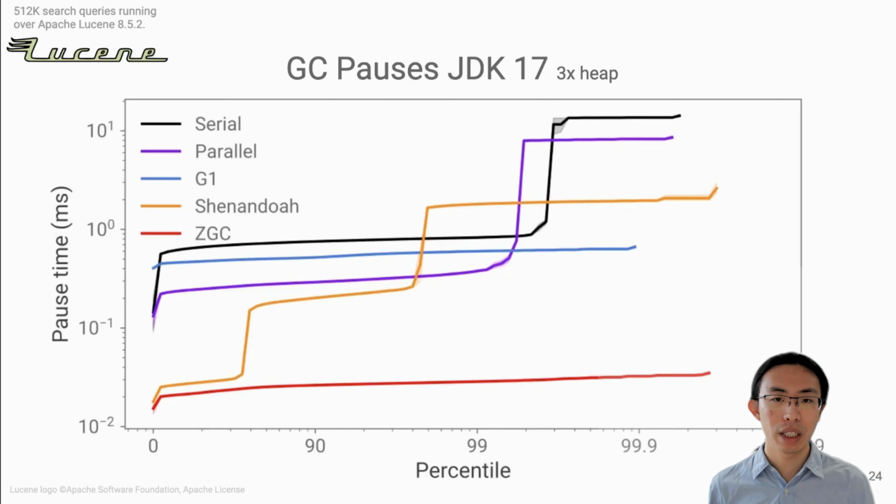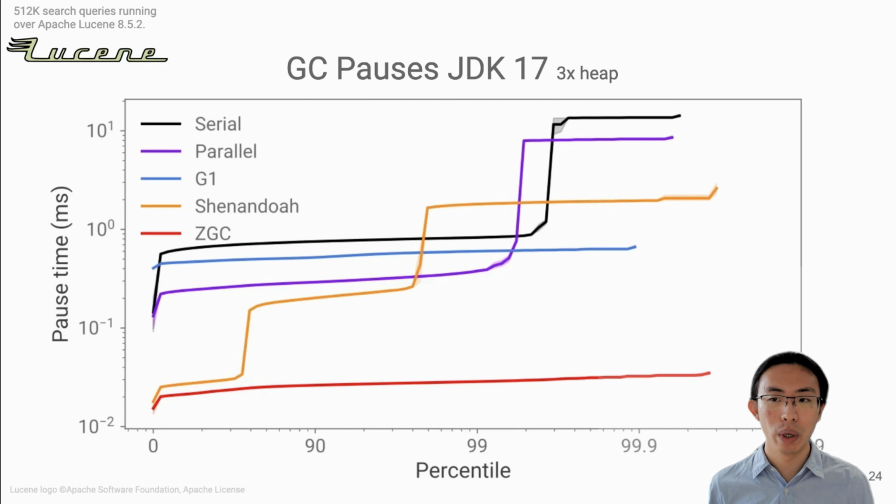Let's first see whether they deliver the low pause promise. Here we look at the cumulative distribution of the GC pause time running the Lucene benchmark using a fairly generous 3x heap. Lucene is a search engine executing many queries, and the latency matters because if you type something into a search box, you want the results to return quickly. Note that the y-axis is the pause time in milliseconds in log scale.